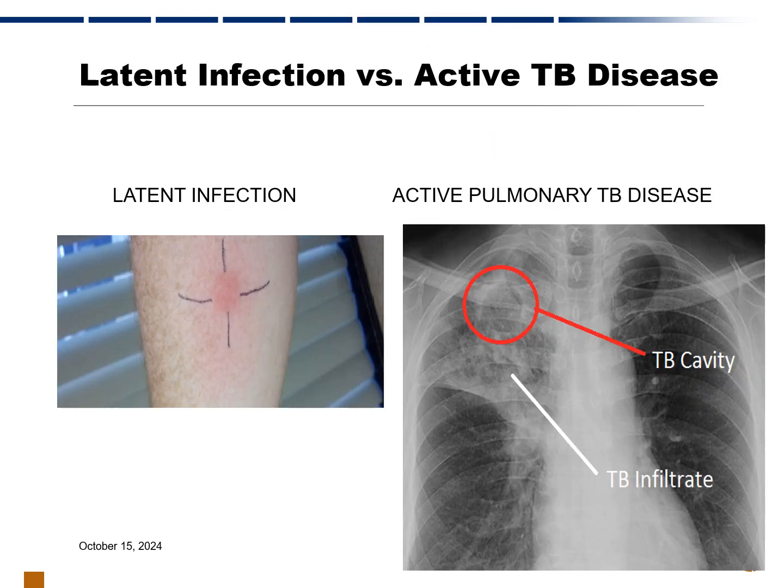So again, to the left, skin test, positive. You measure the indurated area like the mosquito bite. If that's positive, but no sputum culture is positive or no chest x-ray is positive, you just have a latent infection. Whereas on the right, this chest x-ray shows a TB cavity, which has TB bugs in it, and it shows a TB infiltrate in the right upper lung. So this is active pulmonary TB disease.